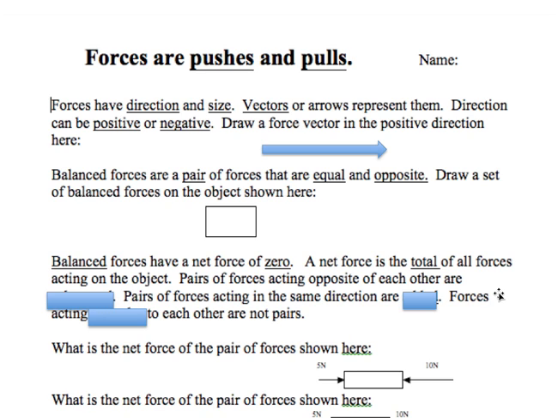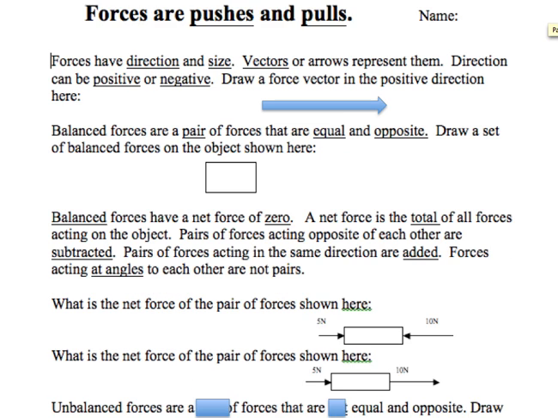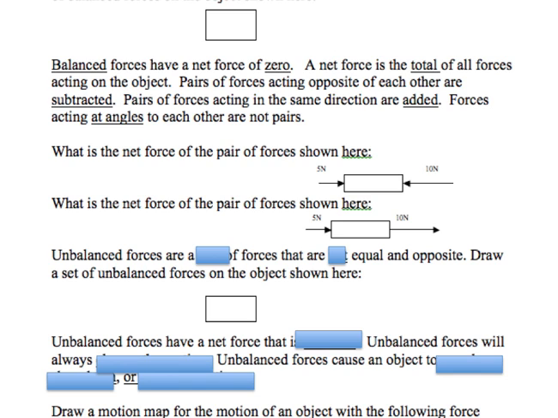In the computer simulation, when you hit that little sum button, it would give you what the net force is when they were compared. Pairs of forces acting opposite of each other are subtracted from each other. Pairs of forces acting in the same direction are added together. Forces acting at angles to each other are not pairs of forces and would not be considered.